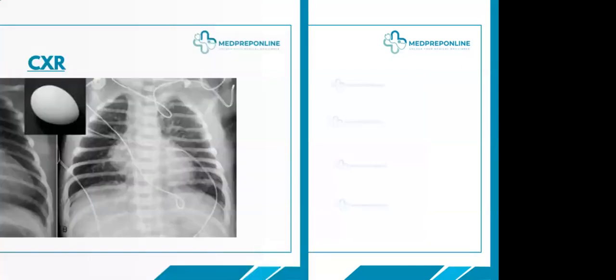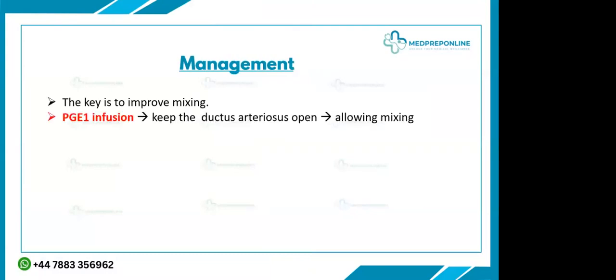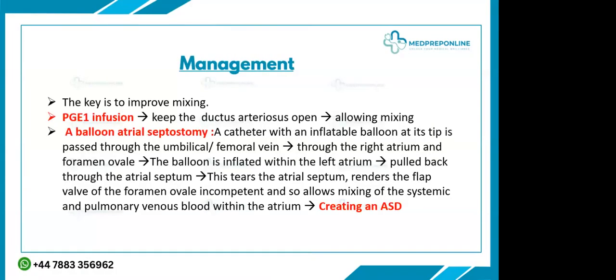So how are you going to manage this case? Obviously, the key is to improve mixing. So you need to give a prostaglandin infusion to keep the ductus open and to allow the mixing of the blood. That is really essential. But that will be only a short-term pharmacological intervention in the immediate newborn to buy time.